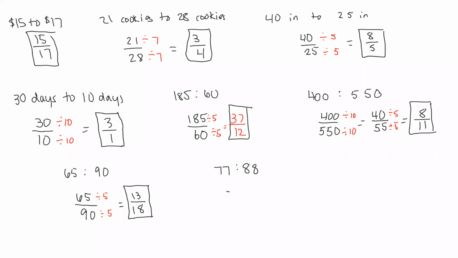One last example, 77 to 88. Write it in fraction form. Both of these numbers are divisible by 11. So we want to divide that 11 out. We get 7 to 8.